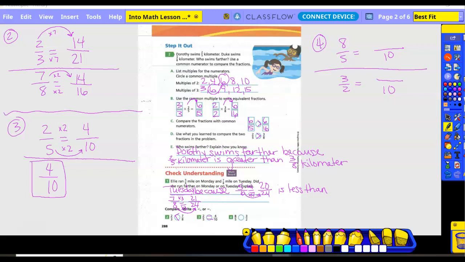Okay. So how did I move from 5 to 10? Times 2. What I do on the bottom, I do on the top. So 8 times 2 is 16. Okay. My next fraction, how did I get from 2 to 10? Times 5. What I do on the bottom, I do on the top. So 3 times 5 is 15. So when I go back here to my original problem, 8/5 equals 16/10 and 3/2 equals 15/10. So 8/5 is greater than 3/2.